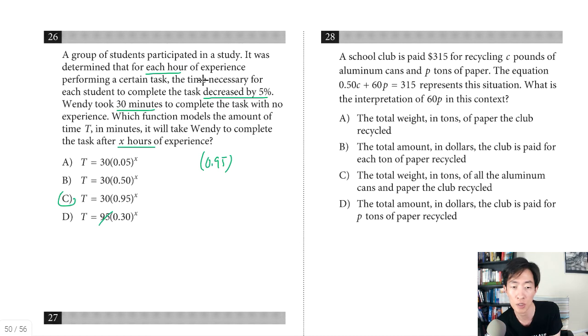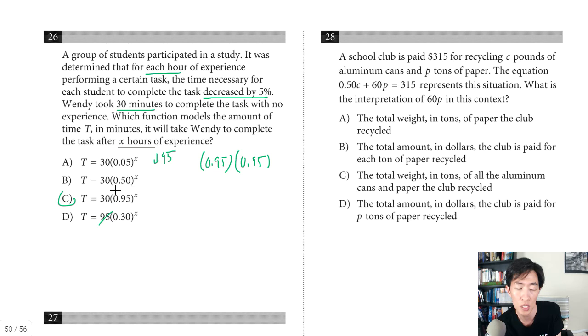because each time she gets another hour of experience, the time she takes to complete the task decreases by 5%, which means it's 95% of the previous time. So each time she gets an hour of experience, she gets multiplied by 0.95, and that's represented by the exponents. So very quickly looking at choices A and B, what's going on in choice A is if you're multiplying by 0.05, what that's really saying is that for each hour of experience she gets, the time that she performs the task decreases by 95% because you're left with 5%.